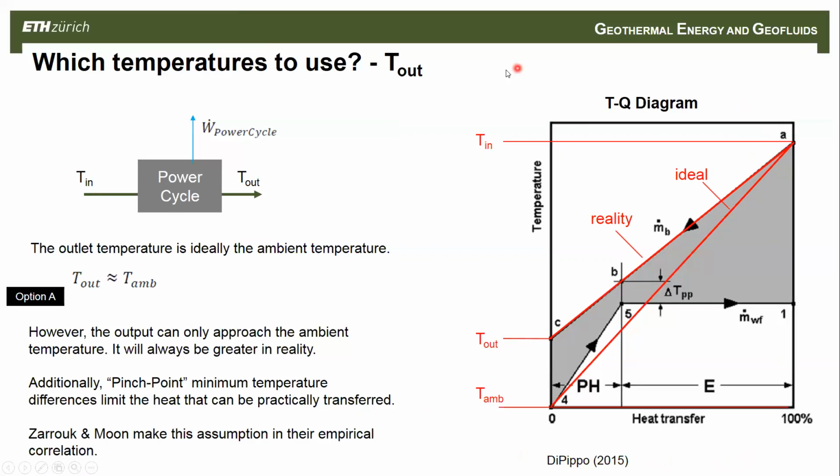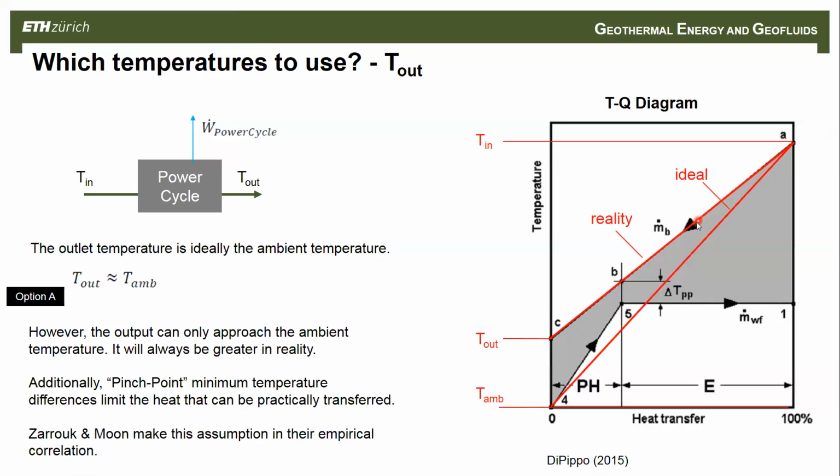And I'll explain that with this diagram here on the right. This is from DiPippo, from the textbook. This is called a TQ diagram because you have temperature on the Y axis and heat transfer, or Q, on the X axis. This represents the heat transfer between the geofluid and the fluid inside of the power cycle. This is the heat transfer that happens in the preheater. In the preheater, the temperature of the second fluid increases, so R245 or isobutane or ammonia or whatever. And then in the evaporator, the fluid inside that second power cycle vaporizes. That happens at constant temperature.